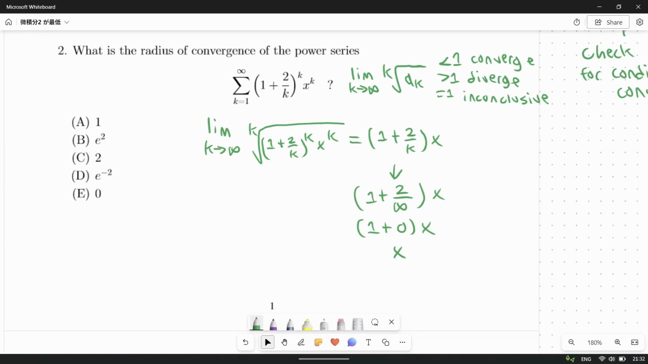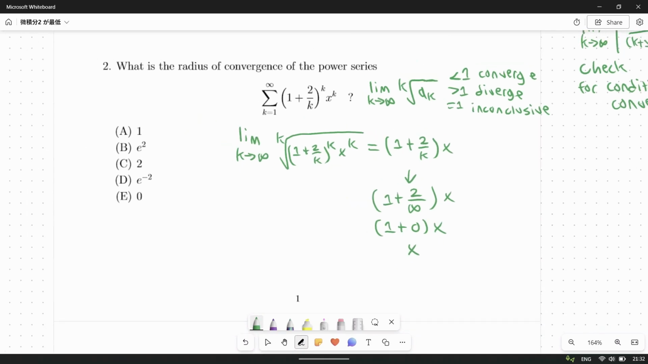And so from here, since we used a root test to get here, we need to figure out a value for x that guarantees convergence, and we know that a root test converges when the limit is less than 1. So we need something that's strictly less than 1, not less than or equal to. And so x has to be less than 1.